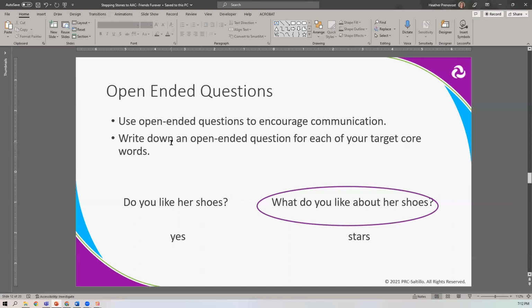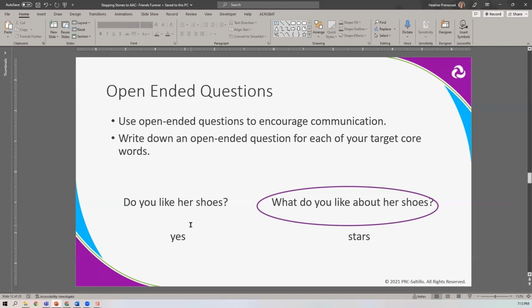Probably into another yes, no question. If I said, what do you like about her shoes? Maybe there are pretty cool stars on the shoes, or maybe they talk about the color. We've got options and there's no right or wrong answer. So we don't have to predict what we need to have available for them to talk about, which is the other cool thing with open-ended questions. We don't have to know ahead of time what they're going to say.